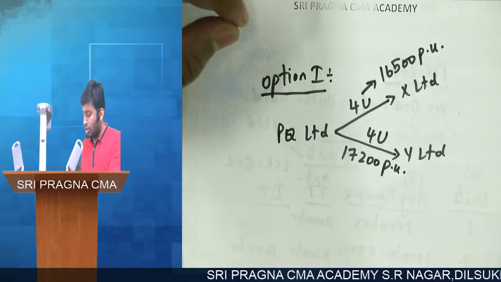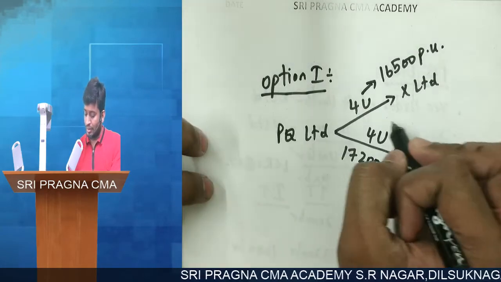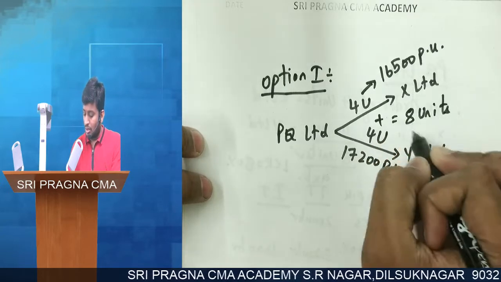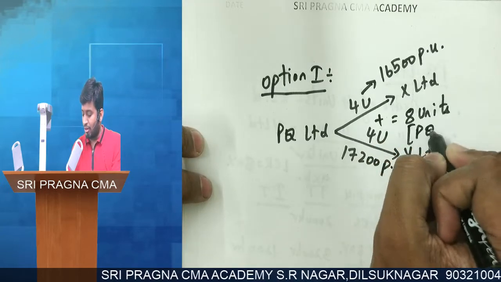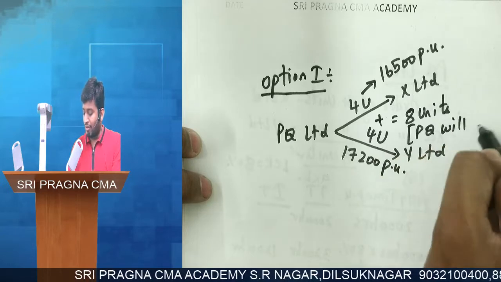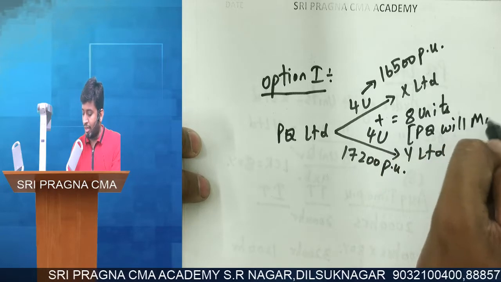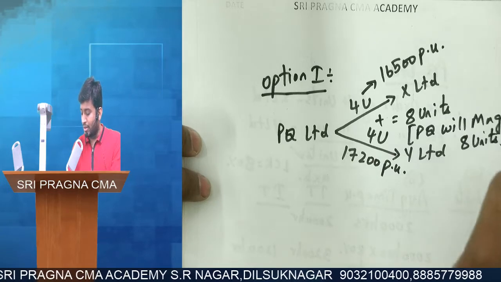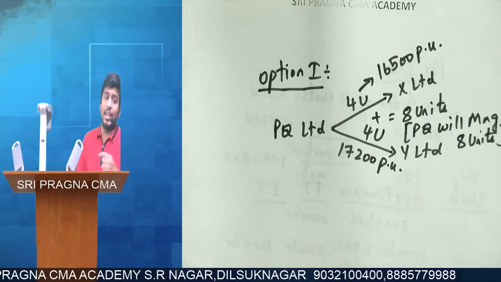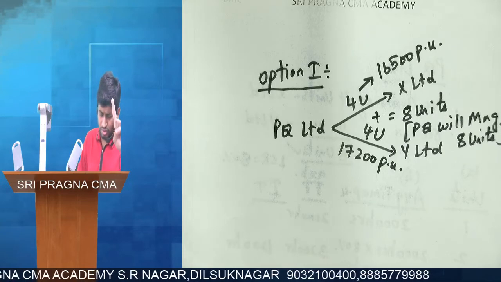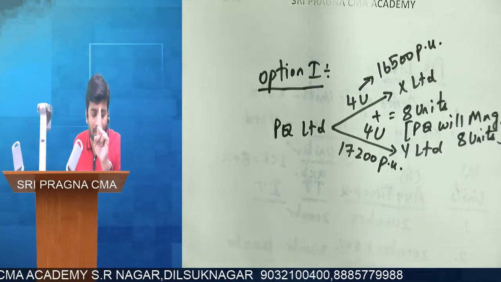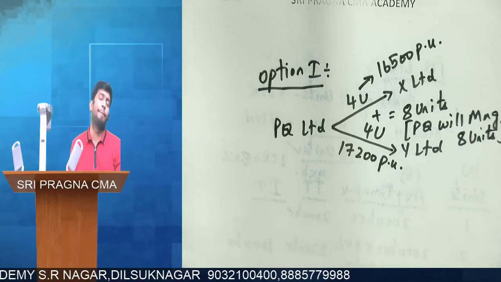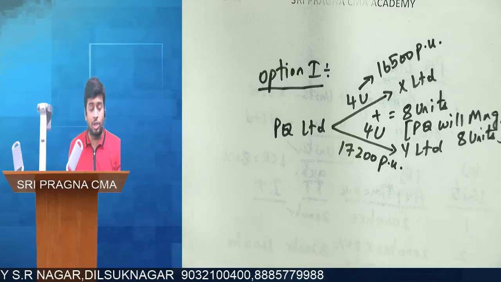Okay, so what is the total? Who will manufacture? PQ will manufacture. How many units? 8 units. Okay. If I go for option 1, what is my CPU? We'll find out. CPU means contribution per unit.